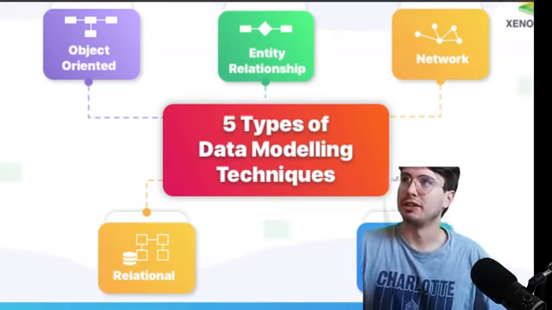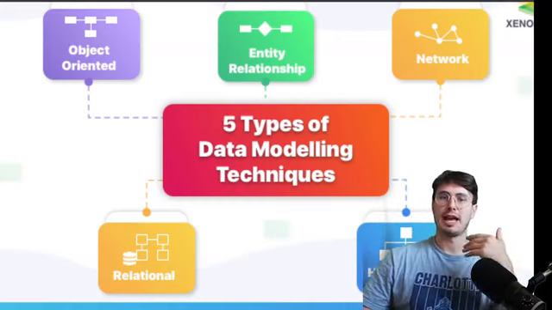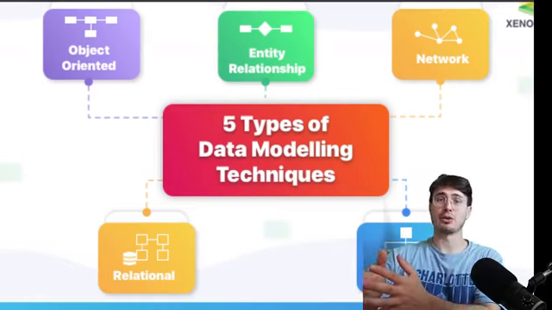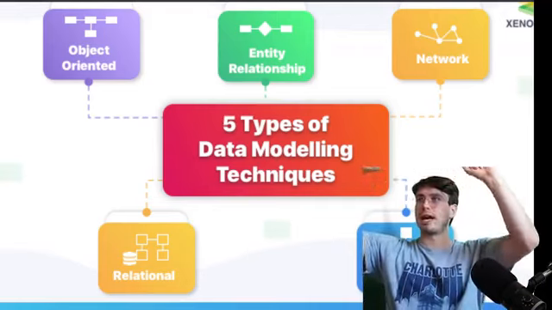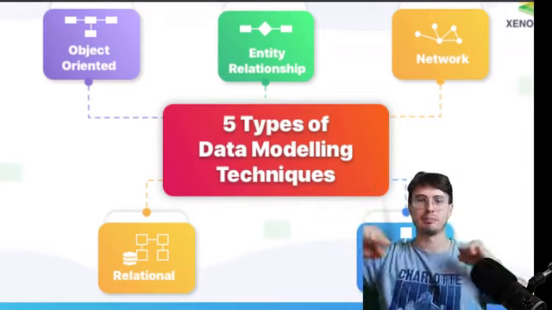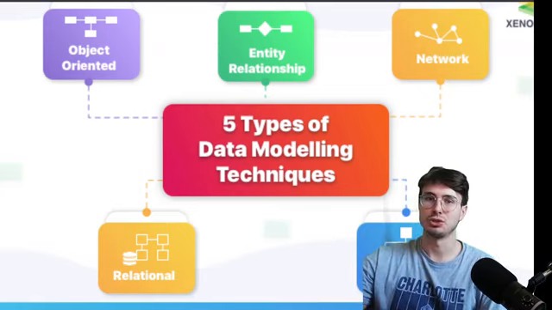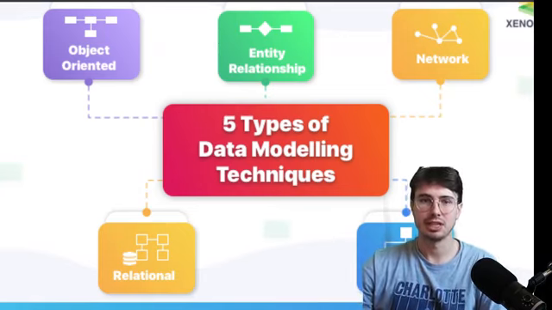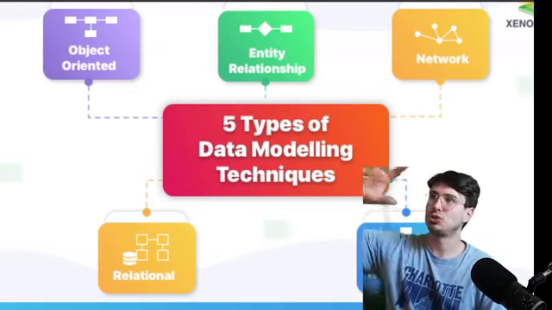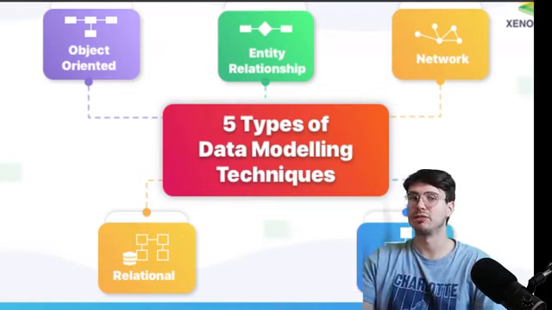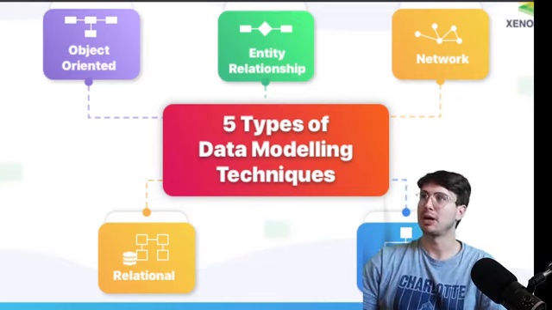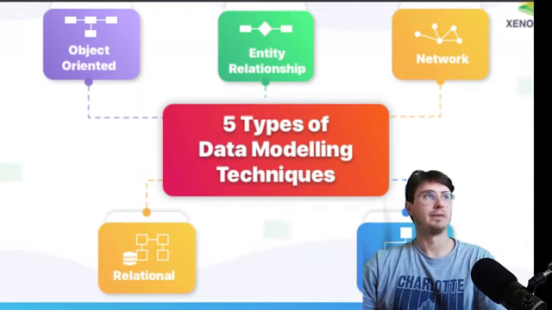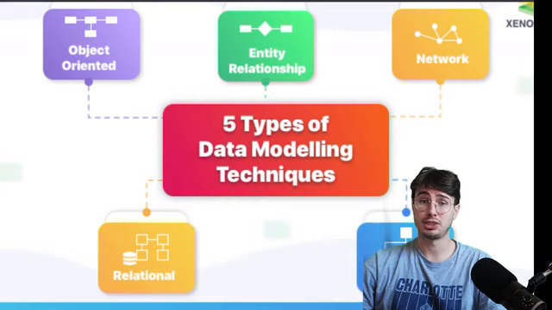And so that's where the network model came in, where you have multiple parent records for each child. So you can have one child linked to many different parents, and that allows you to represent more complex relationships and work around the limitations of the hierarchical data model, but I wouldn't say it's super popular these days.